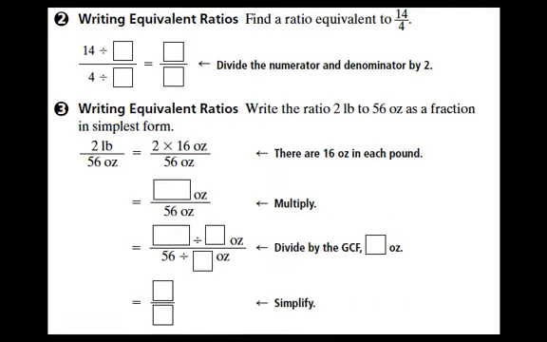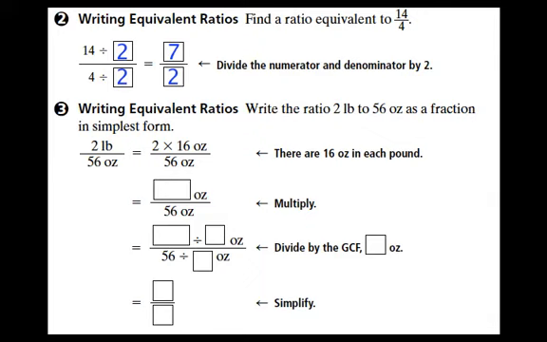Number 2, writing equivalent ratios. This is the same thing as writing equal fractions or equivalent fractions. We're going to be simplifying by either dividing both the top and the bottom by the same number, or we can multiply the top and the bottom by the same number. In this case, we're going to divide both the numerator and the denominator by 2. So 14 divided by 2 is 7, and 4 divided by 2 is 2. So 14/4 is the same as 7/2.